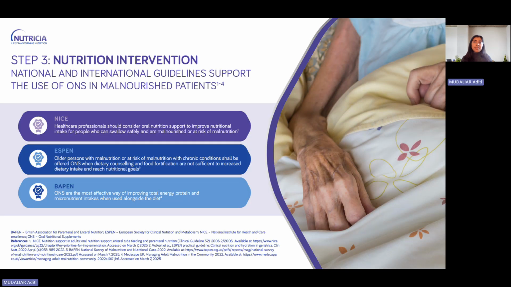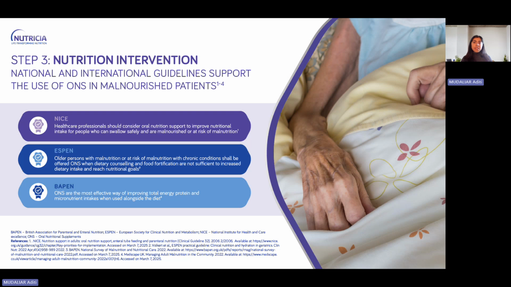Once we determine the risk, our intervention begins. Management of malnutrition should be in line with the level of malnutrition risk, and the next step is intervention based on this risk level. For most patients, dietary advice and food fortification come first, but where food intake is insufficient or unlikely to meet needs, oral nutritional supplements should be considered.